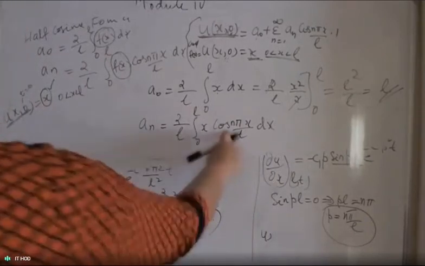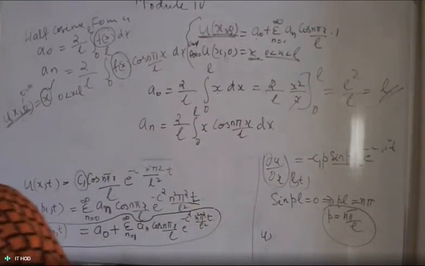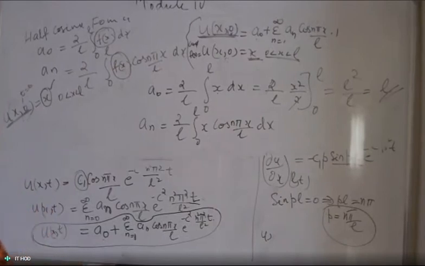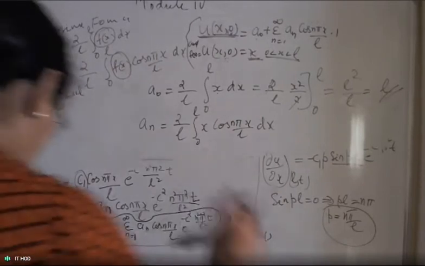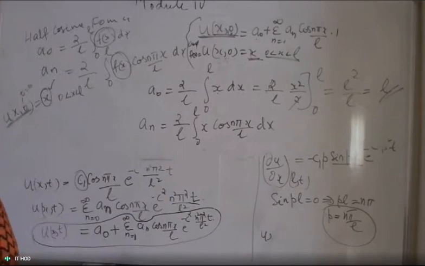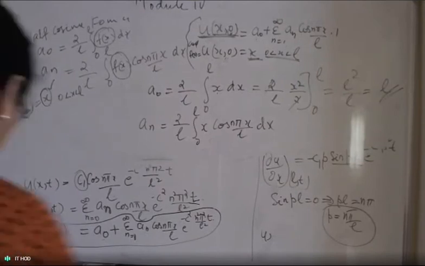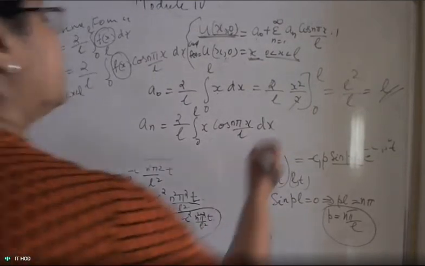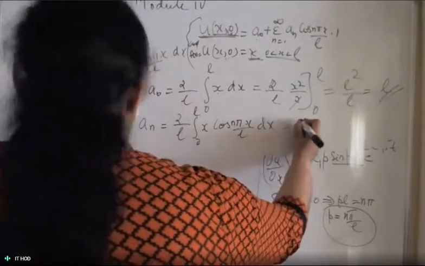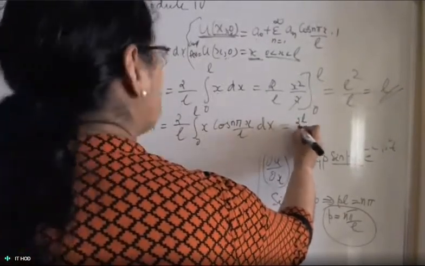Now this part we can integrate and find the answer. Once you got that, you can write your final answer. So an I'm getting as 2L, everything in your notebook.